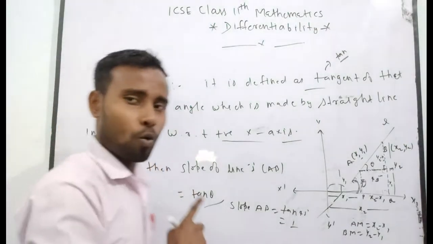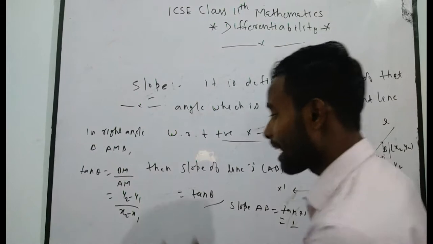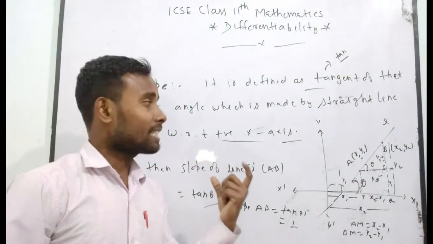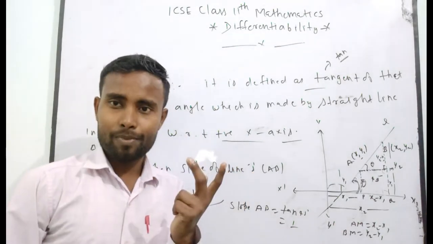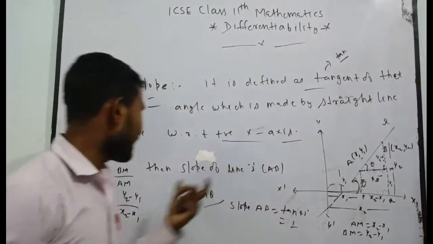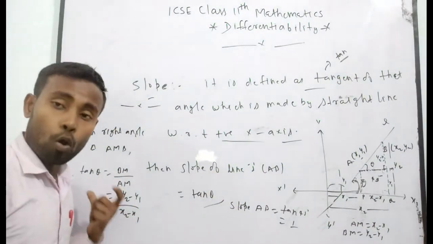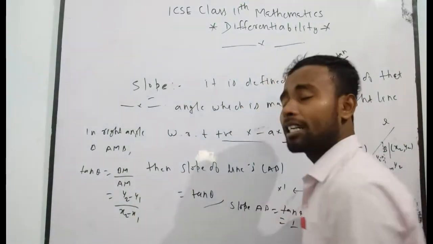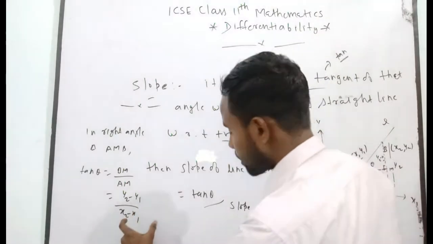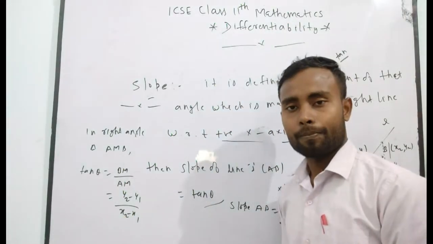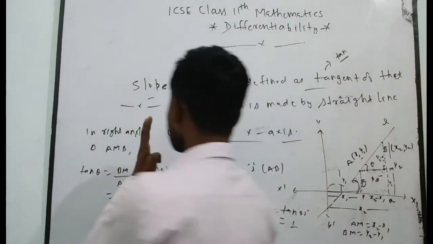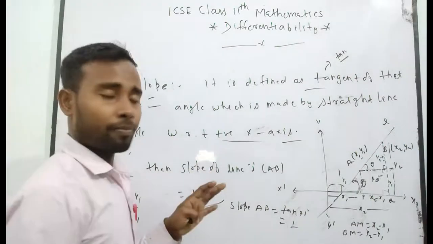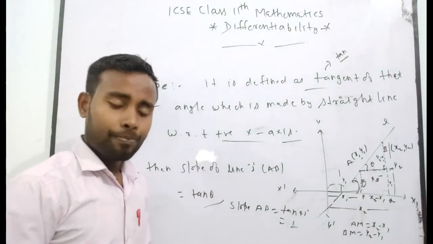So if you know the length, that means abscissa, and suppose there is a line which passes through 2 points whose coordinates are known, then in that case you can find the slope of that straight line as the ratio of the difference of ordinate divided by the difference of abscissa. This is the definition of slope. So I think you understand slope very well. How can you determine the slope of a straight line?